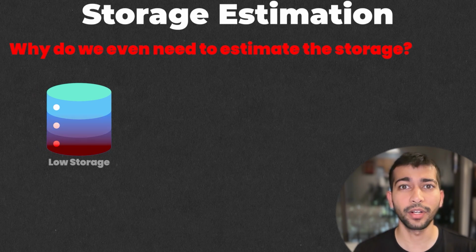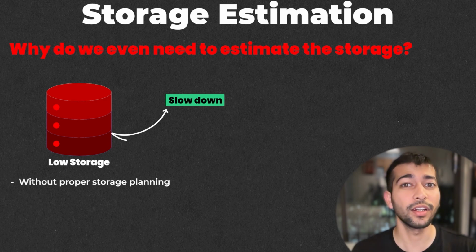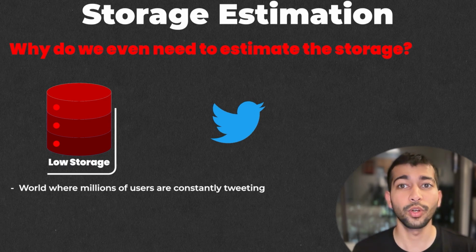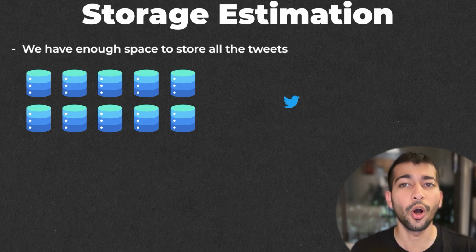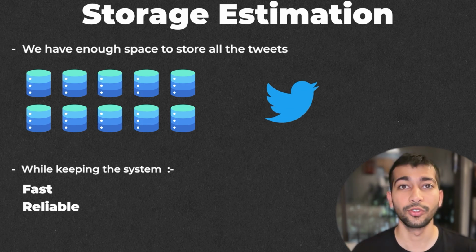Imagine your system running out of storage space. Without proper storage planning, the system could slow down or even lose data as it tries to handle more and more tweets. And in a world where millions of users are constantly tweeting, storage is key to keeping things running smoothly. So what's the goal? To make sure we have enough space to store all the tweets while keeping the system fast and reliable. So let's go on with our storage estimation.